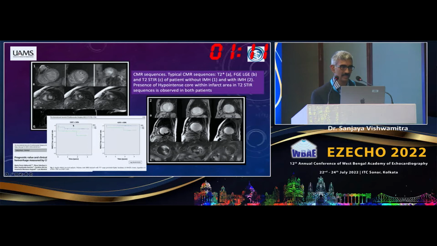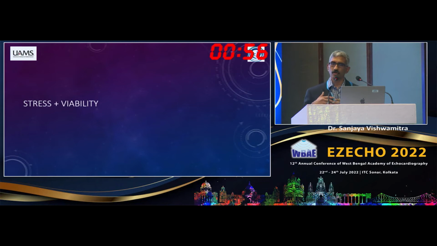So this was just basically the Kaplan-Meier plot showing you that areas which showed hemorrhage even in the delayed images had a poorer outcome as compared to the areas which do not show hemorrhage within the area of infarcts. So what about stress and viability? I've shown you imaging on ischemia and I've shown you imaging with viability. What happens if you put them both together? Do you get any additional information?